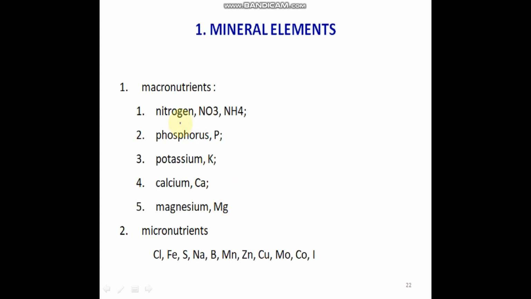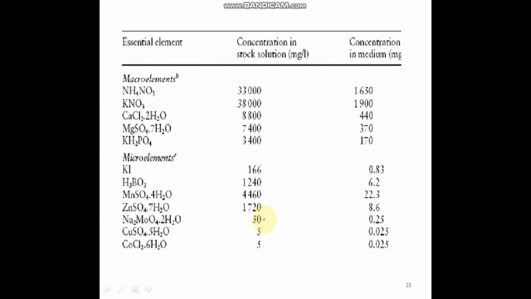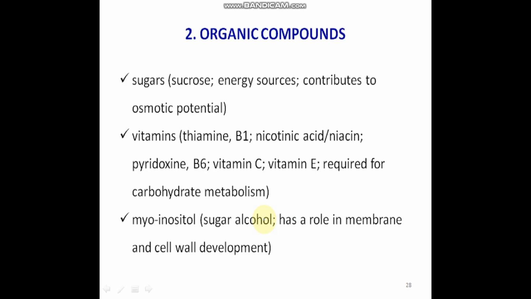The mineral elements are nitrogen, phosphorus, potassium, calcium, magnesium, and micronutrients. Nitrogen is for protein building, phosphorus is for energy, potassium for signaling, and calcium and the others are for the health of the plant. So these are the sources. You can go over this in your notes.